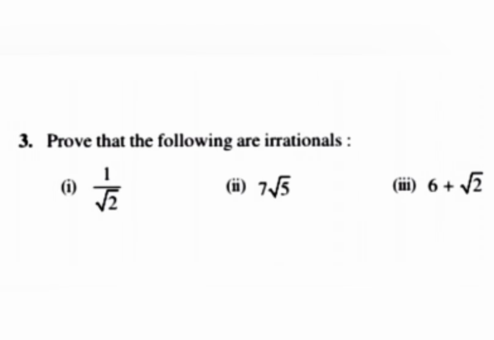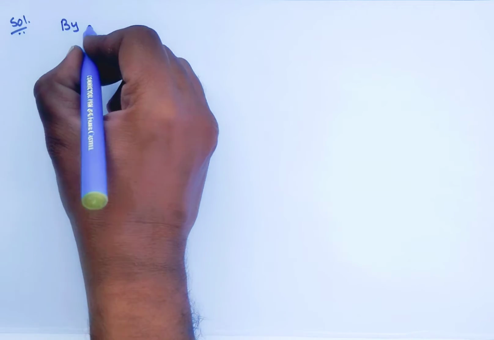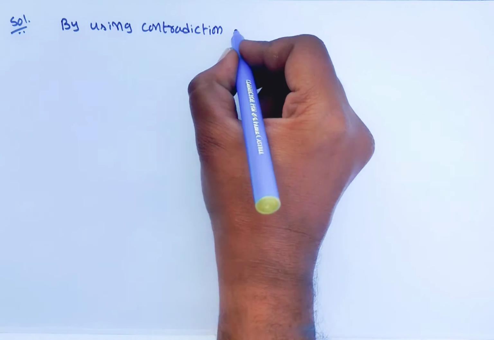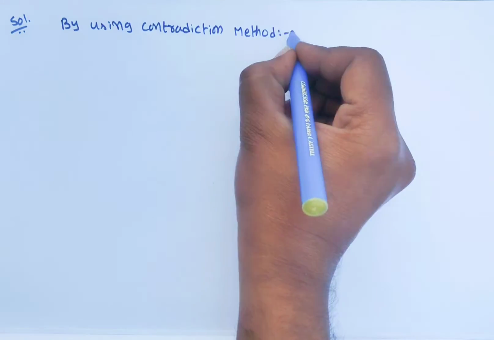Prove that 7 root 5 is an irrational number. 7 is rational, root 5 is irrational. Irrational into rational equals an irrational number only. But we prove this one by an indirect method of proof. For that purpose, we apply the contradiction method.